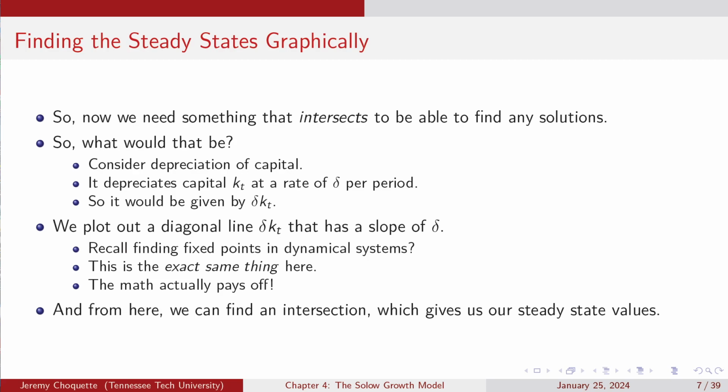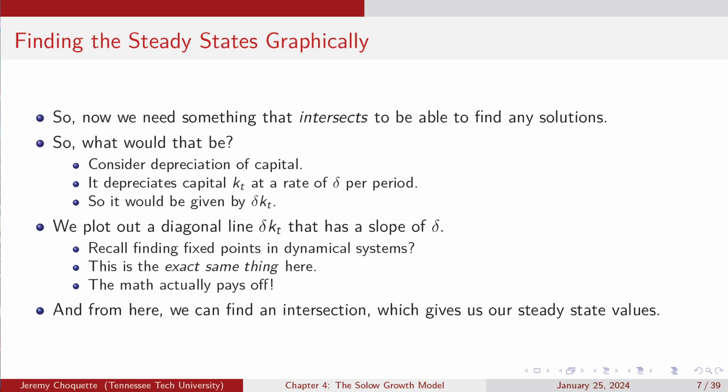Capital depreciates at a rate of delta per period. So each period, the amount of capital that depreciates would be delta times K. So I'm going to plot out a diagonal line, delta K, that has a slope of delta. Now, if you're like, oh, hey, fixed points and dynamical systems, what the hell are we ever going to do with that? Well, actually, we were going to do something with this right here.